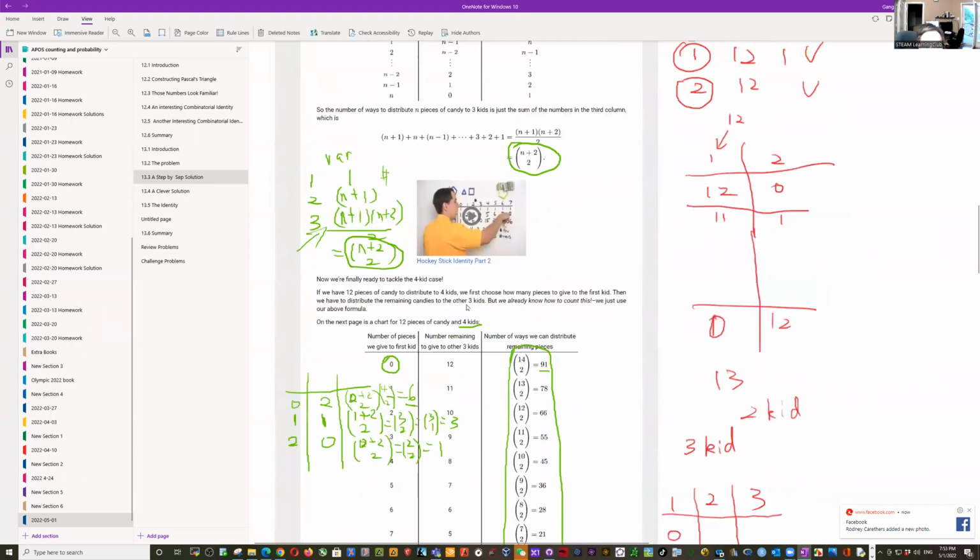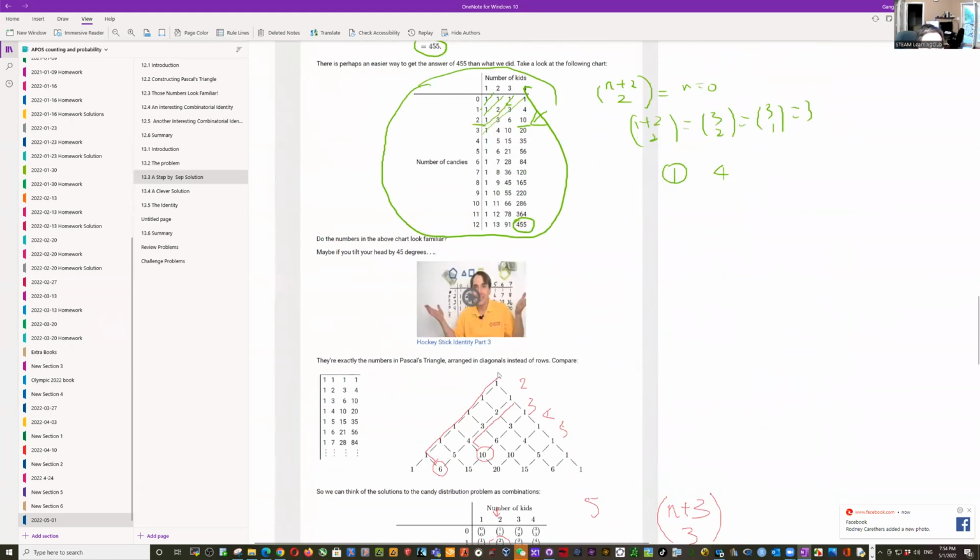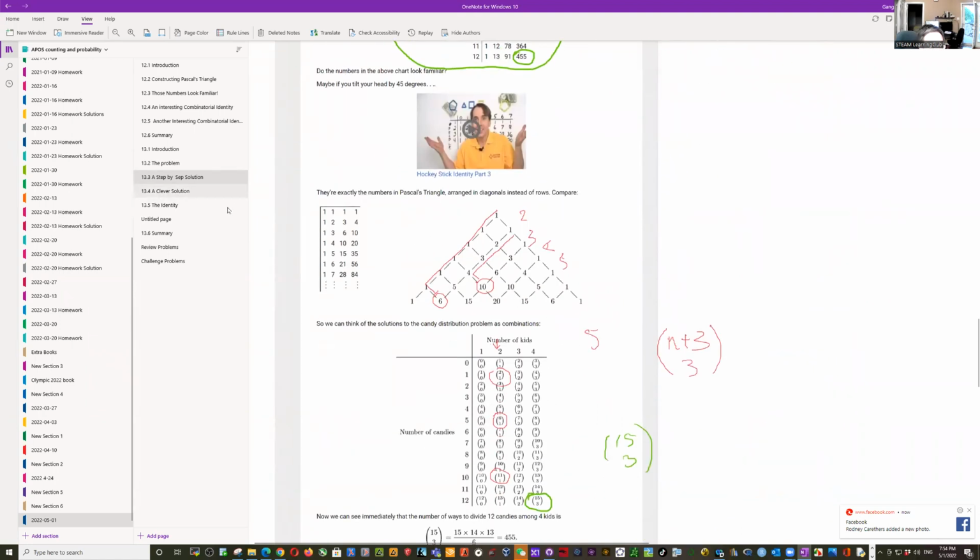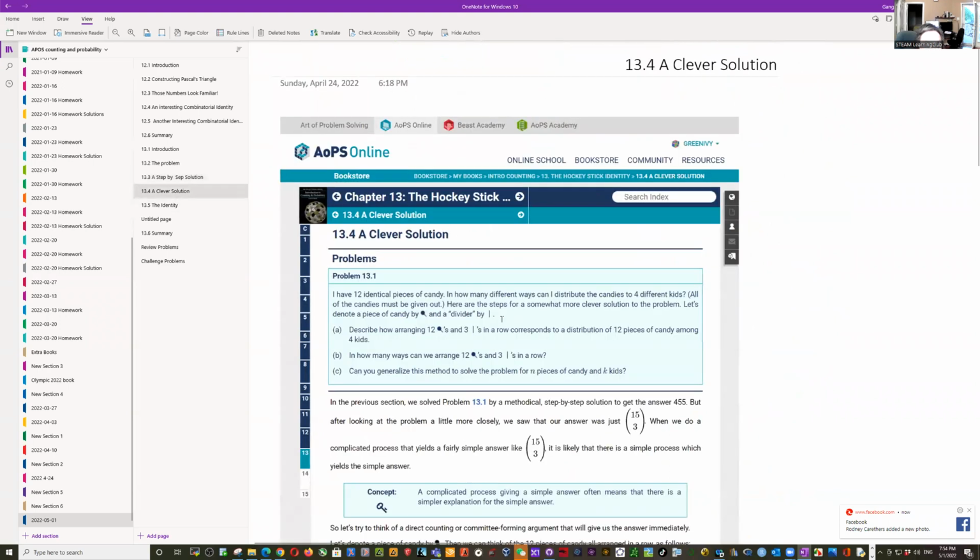If you are able to build up things this way, you eventually prove using this method that for M kids and M candy, it follows the hockey stick. Even though I used a dumb method, given the hockey stick and the way it adds, it eventually proves that m plus m minus 1 choose m is the solution to any number of kids and any number of candy.